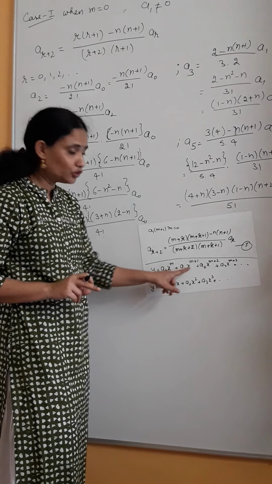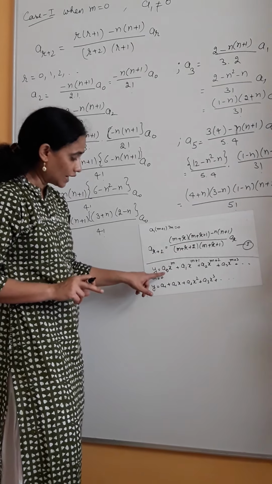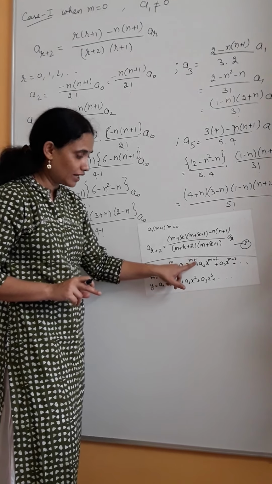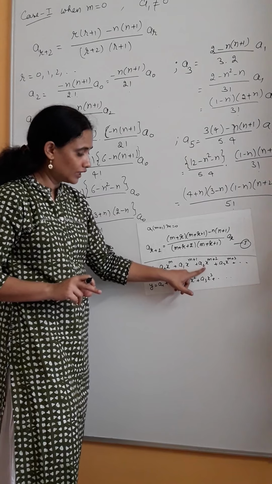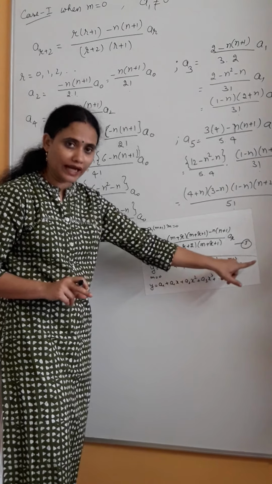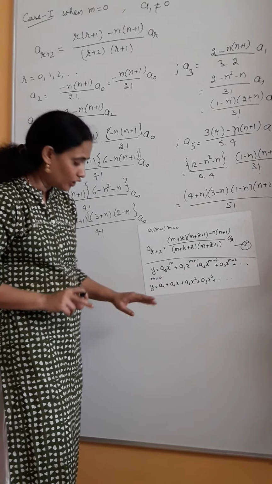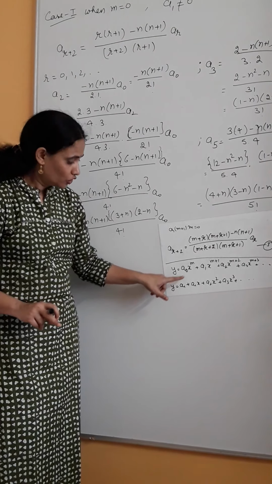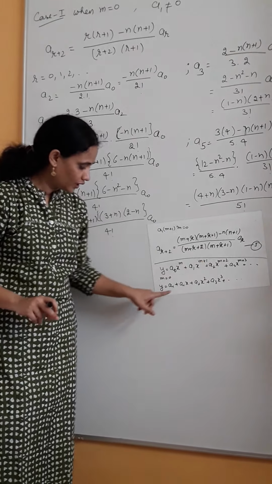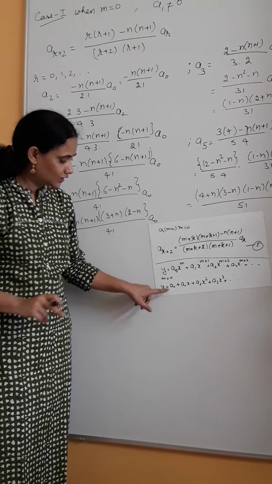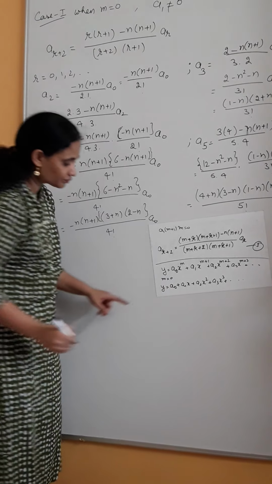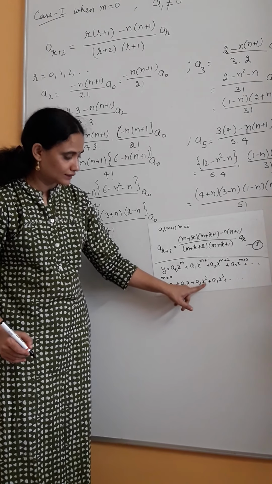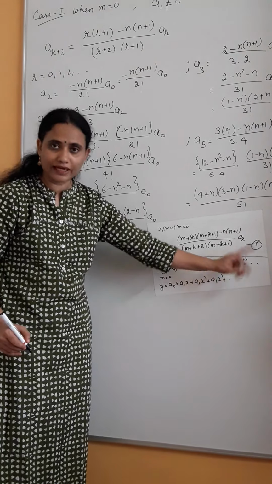So now I am substituting values for r. For r equal to 0, a naught x power m; r equal to 1, a1 x power m plus 1; r equal to 2, a2 x power m plus 2, like that. Now we have to substitute unknowns. So for which value are we finding? m equal to 0. If I put m equal to 0 here, I am getting y is equal to a naught, when m is 0 this is 1, a1 x, a2 x square, a3 x cube and so on.